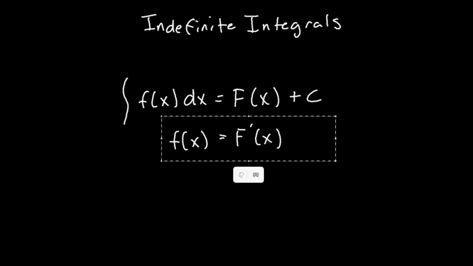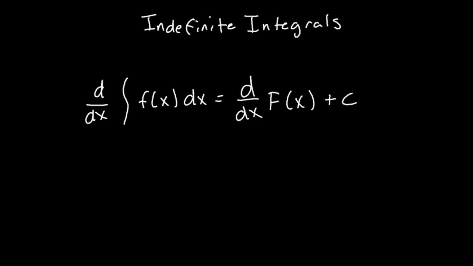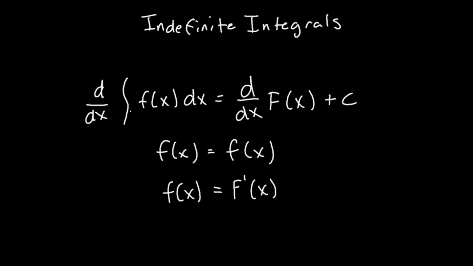So what do I mean by this? Well, if you take the derivative of an integral, you take the dx, and you take the derivative of your function, what you actually get is the original function. So the derivative cancels out the integral, so you just get f of x. The derivative of your integral is equal to your original function. It cancels out the integral symbol and the dx symbol as well.